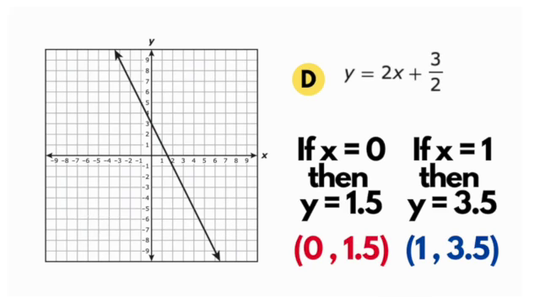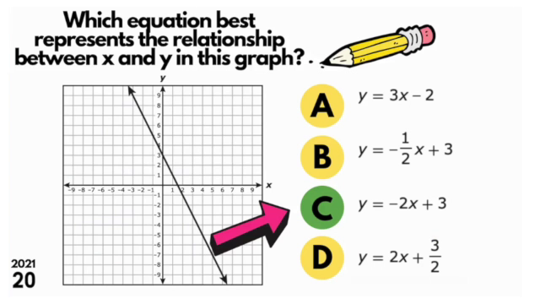Let's take a look at D. Let's put 0 in. We put 0 in, we get 1.5. If we put 1 in, we get 3.5. Go ahead and plot those on the graph. It looks like neither of them actually hit on the line, so that one does not work either. So in order for these to work, both points have to land on the line. So which equation best represents the relationship between x and y in this graph? C. y equals negative 2x plus 3.